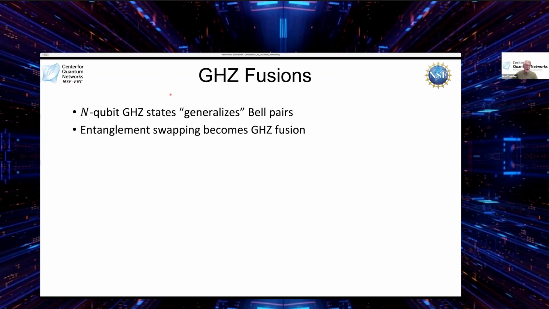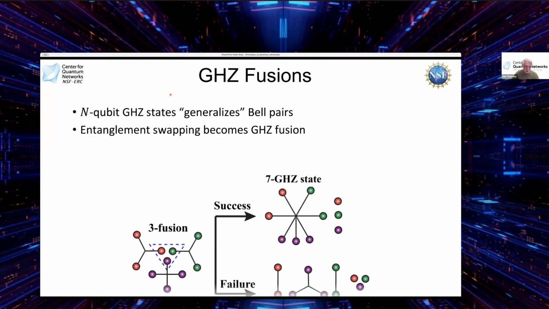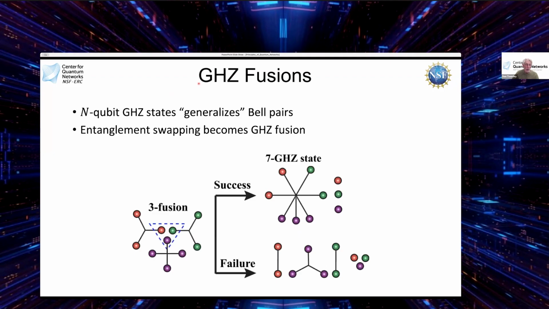I want to say one more thing about routing, but to do that, I want to refresh your memory. I talked about GHZ states. An n-qubit GHZ state generalizes a Bell pair, and what would ordinarily be a Bell state measurement or entanglement swapping becomes a more complicated operation called a GHZ fusion.